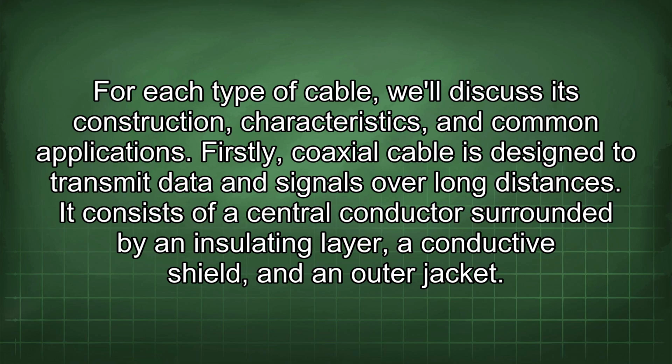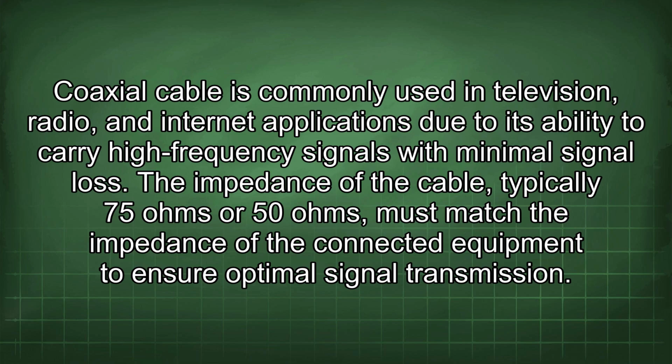Firstly, coaxial cable is designed to transmit data and signals over long distances. It consists of a central conductor surrounded by an insulating layer, a conductive shield, and an outer jacket. Coaxial cable is commonly used in television, radio, and internet applications due to its ability to carry high-frequency signals with minimal signal loss. The impedance of the cable, typically 75 ohms or 50 ohms, must match the impedance of the connected equipment to ensure optimal signal transmission.